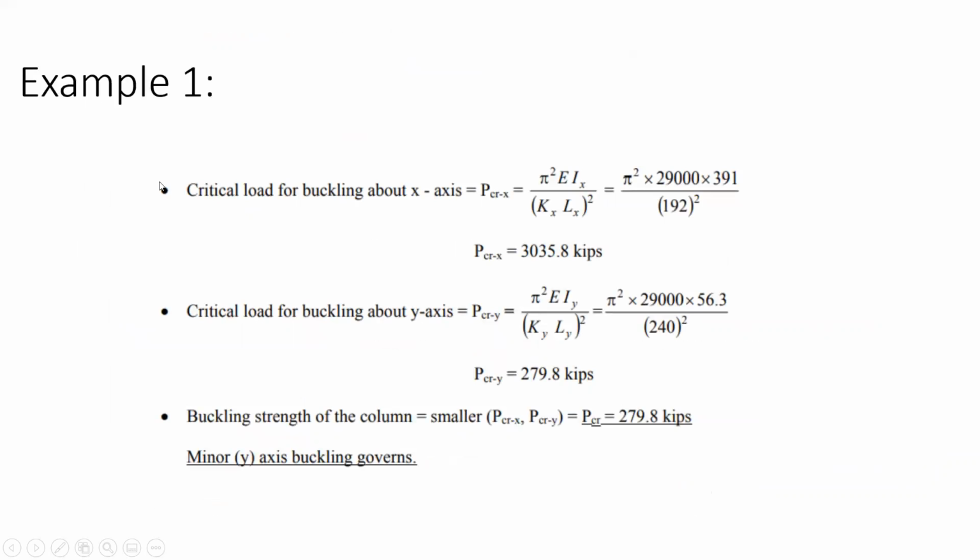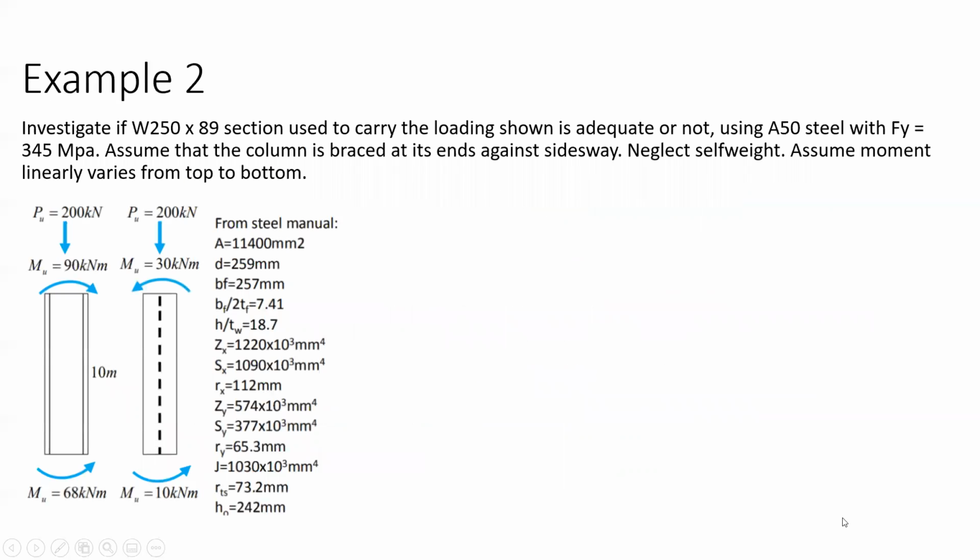And yan yung pinadaling version niya, mas madaling intindihan. So, buckling strength of the column should be the smaller. So, that is 279.8. The minor axis Y governs. Okay, so ito pa lang, that would be our maximum design na dapat, dahil kung hindi, magfe-fail tayo along the minor axis. Next, we have example number 2. Ito yung nasa handout nyo.